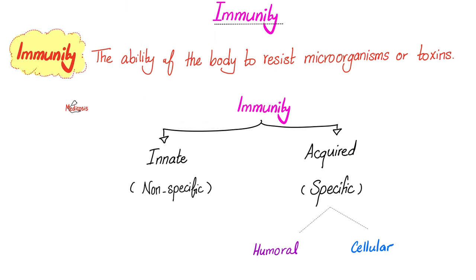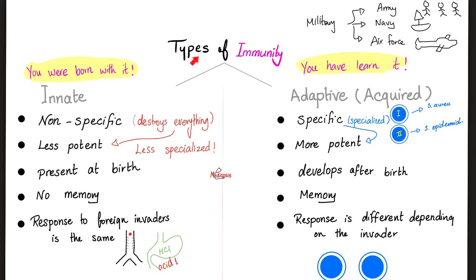What's immunity? It's the ability of your body to resist microorganisms or toxins. As you know, we have two main types of immunity. We have innate immunity and adaptive or acquired immunity. Innate is something that you are born with, not specific, less potent, and has no memory. Adaptive is something that you acquire, that you train as you mature. More specific, more potent, develops after birth, and you have memory.